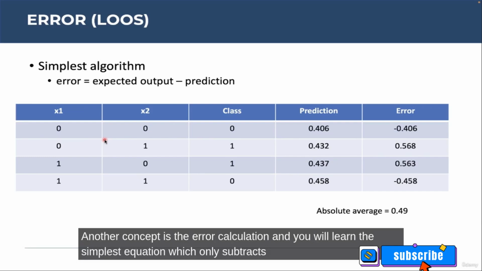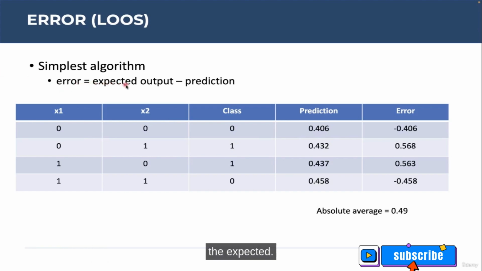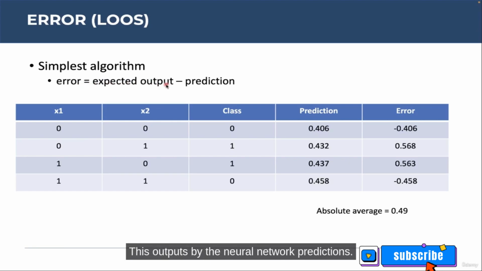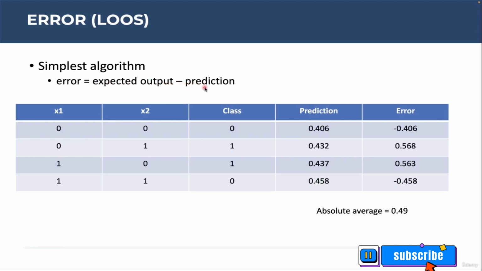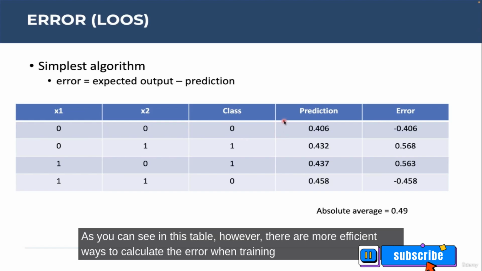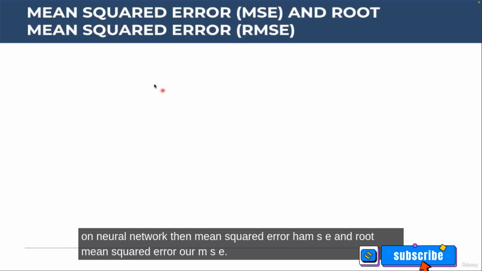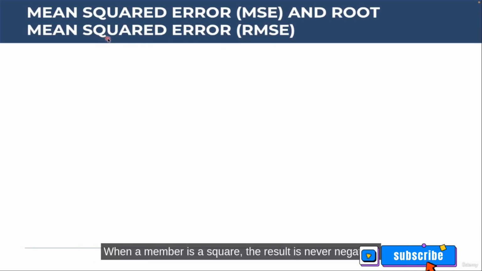Another concept is the error calculation, and you learned the simplest equation, which only subtracts the expected outputs by the neural network predictions, as you can see in this table. However, there are more efficient ways to calculate the error when training a neural network: the mean squared error, MSE, and root mean squared error, RMSE. When a number is squared, the result is never negative.